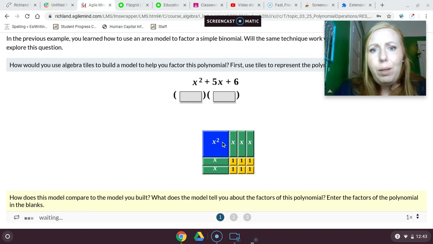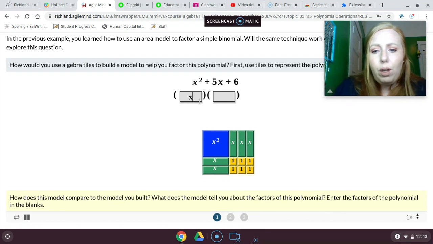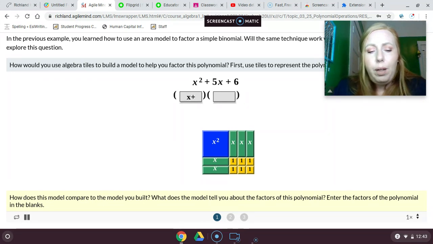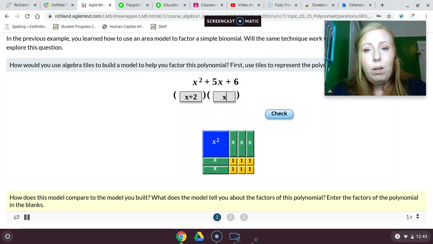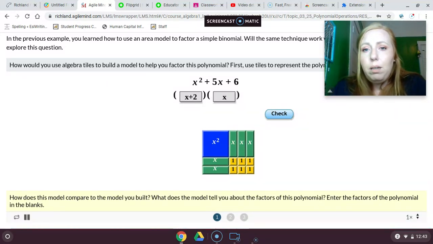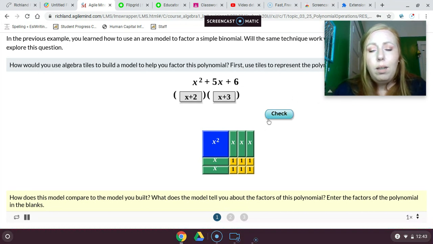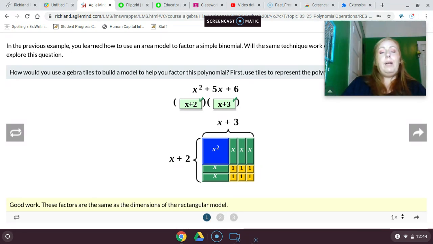Just like in the binomials, we have x, because this is x squared, so there would be x here. But this time it's not just 1, so there's an x here, and we know that there's going to be an x plus 2 more. So we put our plus 2 here. Then we have our x again. This one's double-sided, so it goes on both sides. And this one has 1, 2, 3 here, so it's a plus 3. We can check that, and it says good work, these factors are the same as the dimensions of the rectangular model.